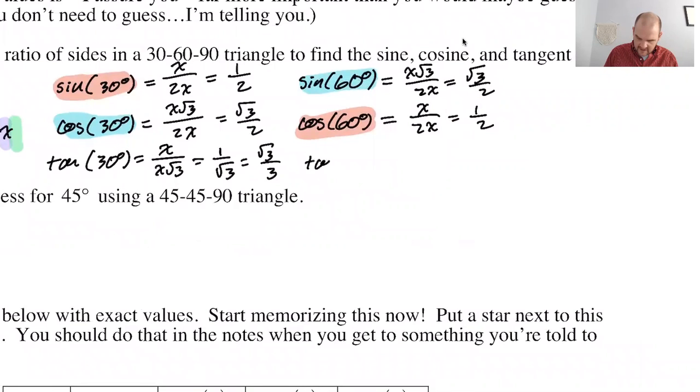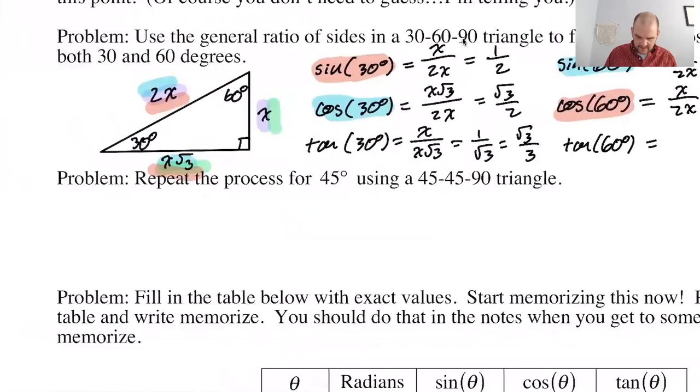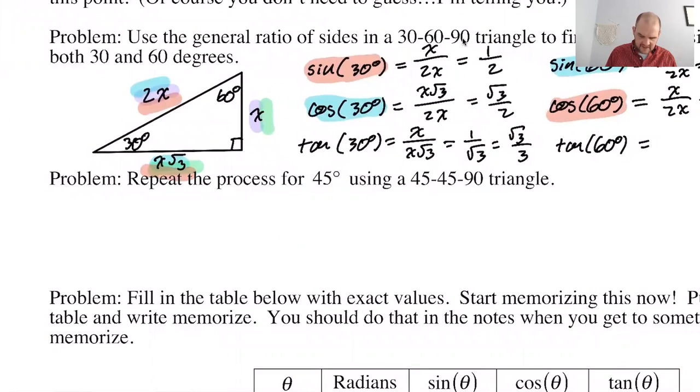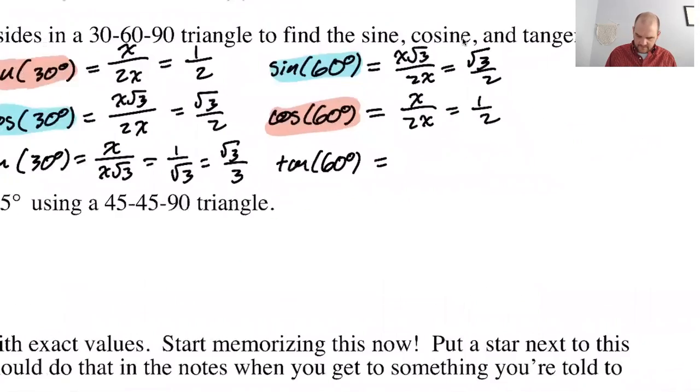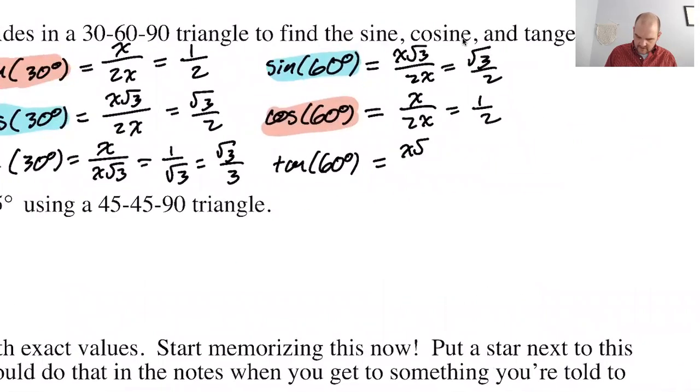All right, and then tangent of 60. We need opposite over adjacent. So at 60, opposite 60 gives you x root 3, and adjacent to 60 gives you x. So it's going to be x root 3 over x.